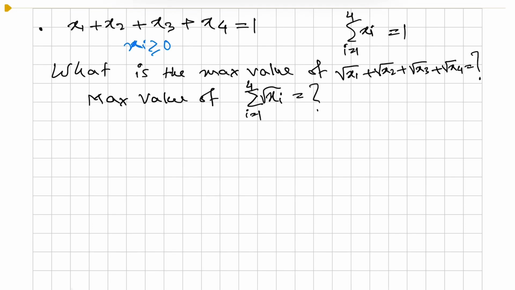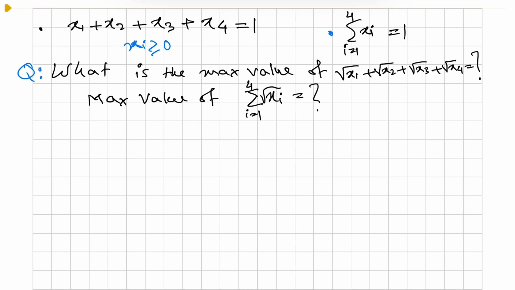Only then is the square root defined. Anyway, so x1 plus x2 plus x3 plus x4 is given to be 1, and all xi's are bigger than or equal to 0. So equivalently, what is given? In short, you can write summation i equal to 1 to 4 of xi, which is given to be 1. The question is, so basically this is the question.